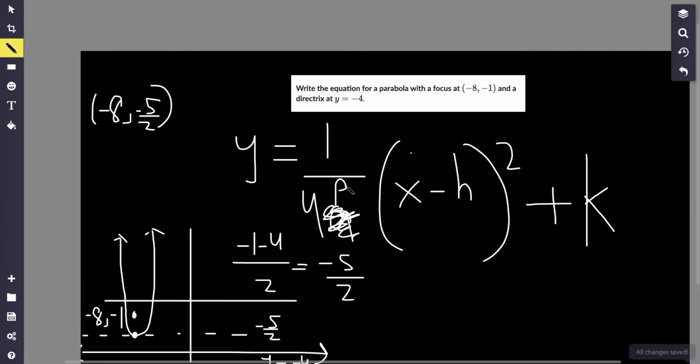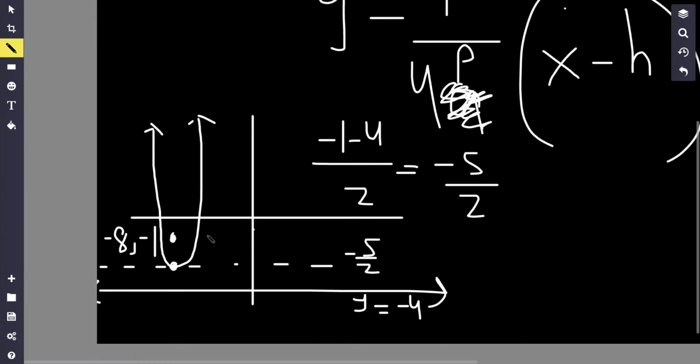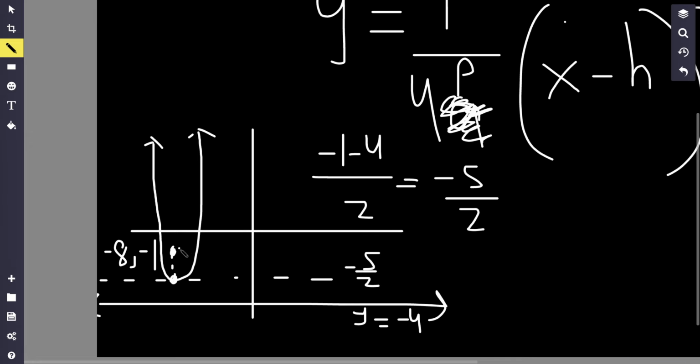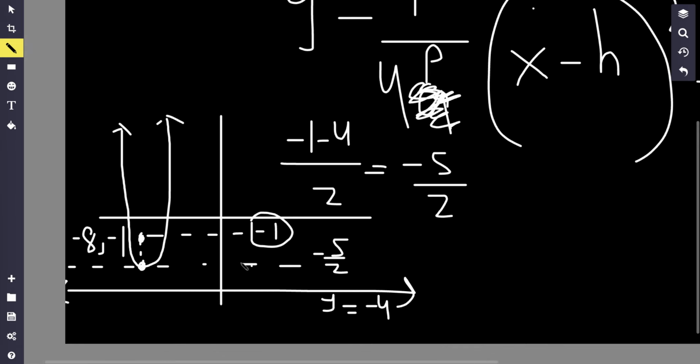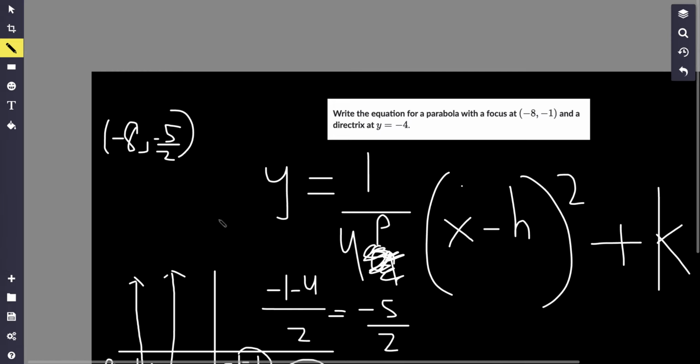Alright, so first we have to find out what p is equal to, which is the distance from the vertex of our parabola to the focus. If our focus has the y coordinate of -1 and our vertex of the parabola has the y coordinate of -5/2, or -2.5, well, this distance right over here is just going to be 1.5, meaning that p is equal to 1.5.